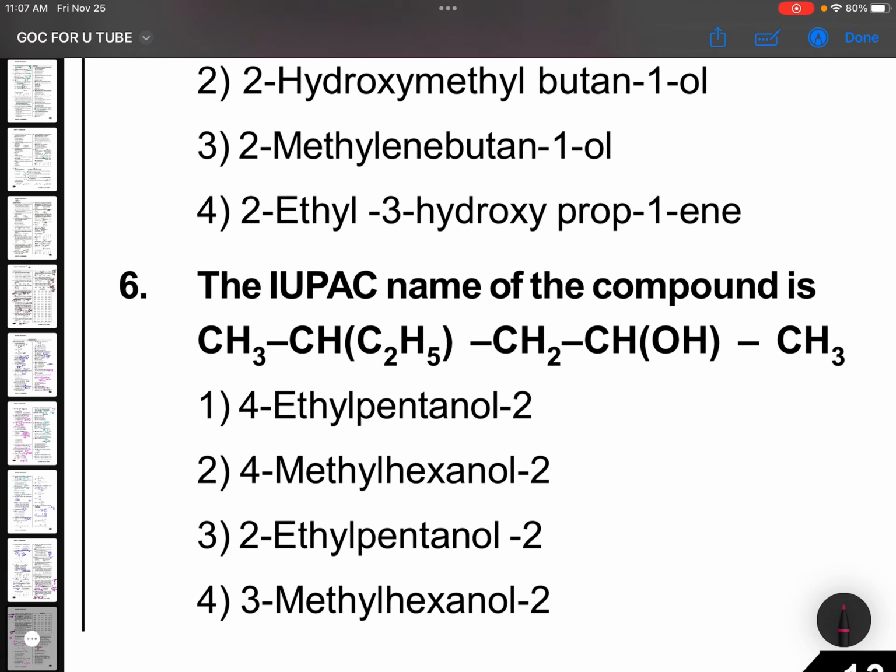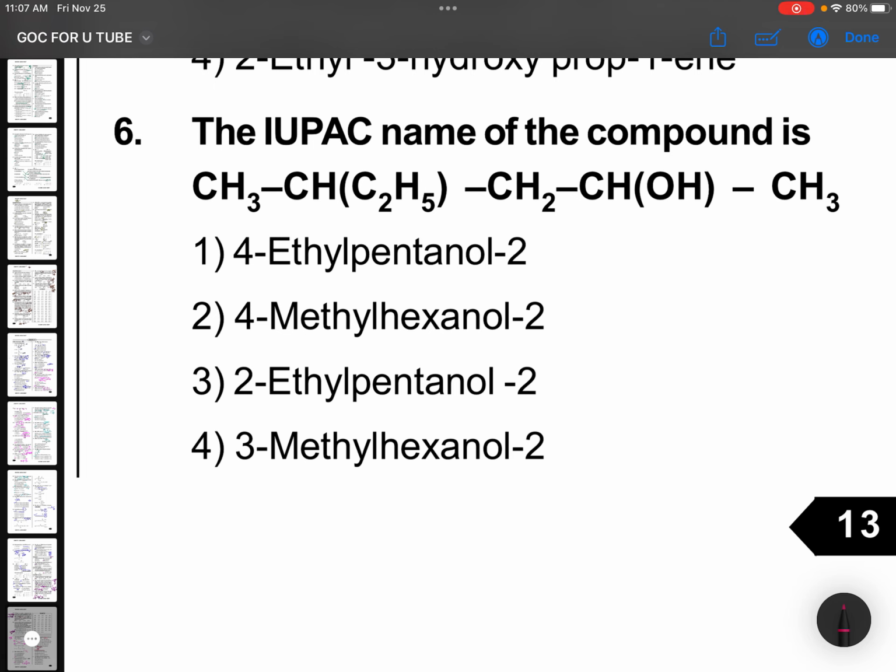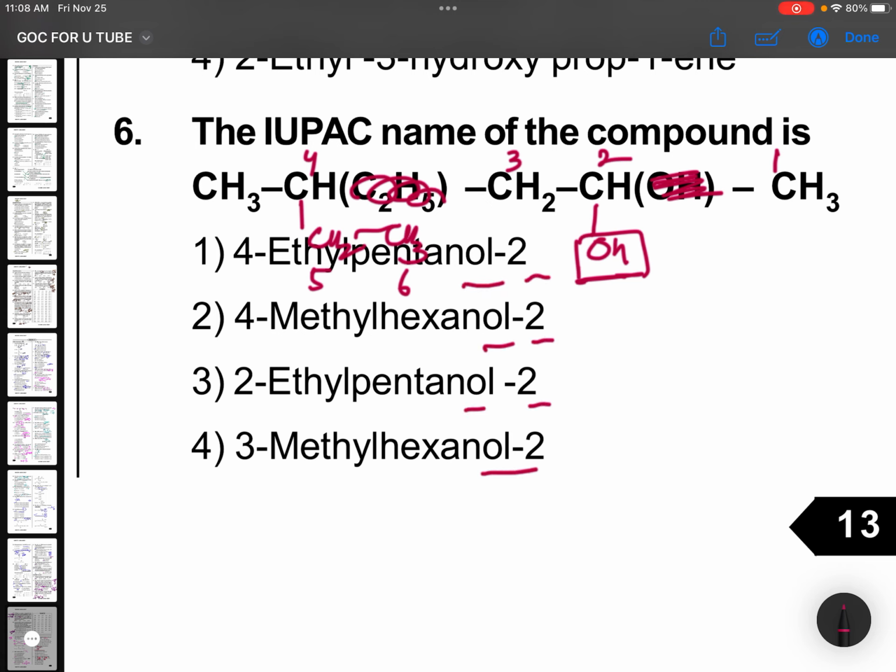The IUPAC name of the compound: this is an OH group, alcohol. This is C2H5, so CH2, CH3 type. So this is first place, second place, third place, fourth place, fifth place, sixth place. Second place OH group, total 6 carbons are there, hex. And fourth place is with methyl. So 4-methylhexan-2-ol.